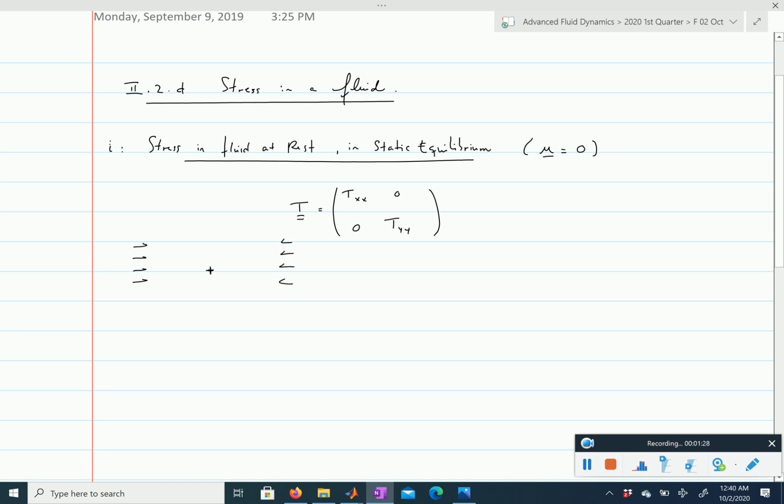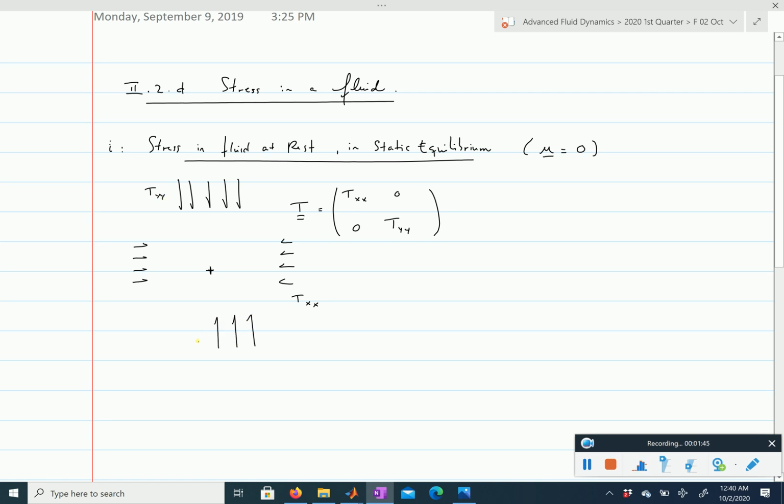So that would be, let's think about here, this being the stress exerted in the y direction. That would be our principal stress in the y direction. And let's say here that would be our principal stress, sorry, in the x direction I meant, and here that would be our principal stress in the y direction.